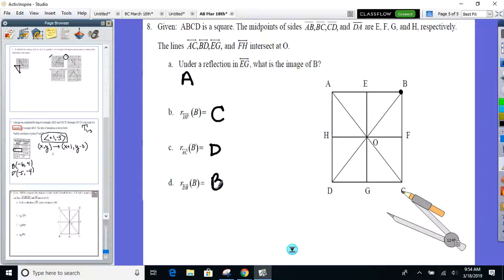Actually, you know what? Where are we with Chromebooks today? Let's get them out. Let's get the answer key open for this homework right here so you can check them as you go along. All right? Check them as you go along.